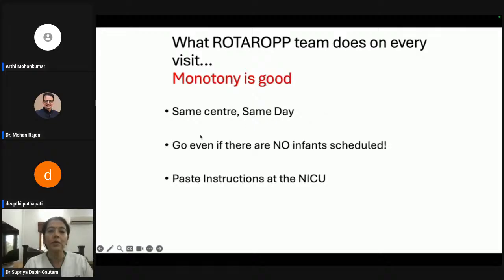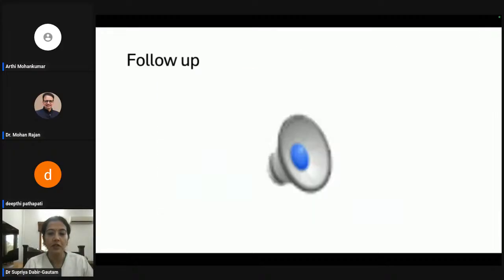And what we do is we go to the same center, the same day of the week, every week. Even if there are no babies scheduled that day, we make sure we are there, because monotony is good, and there's a schedule which is followed. In case a baby has missed follow-up, they know that every Wednesday we are there in this center, this hospital, and they make sure they're there. Instructions are pasted. All the nurses, specialist nurses are told.